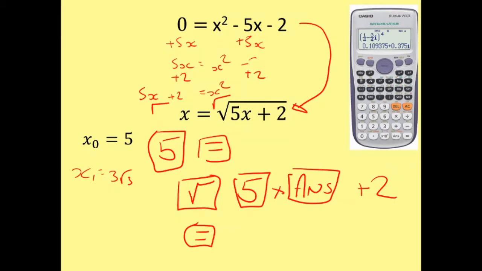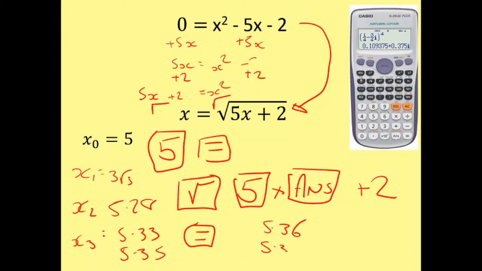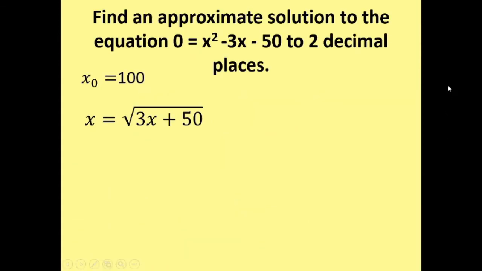And then I've got 5.28 for x2. For x3 I've got 5.33. And I've got 5.35. And 5.36. 5.36. And then you reckon the answer is 5.36. And remember, it is rounded, so if you put it back into the original equation, you shouldn't get a 0, but you should get roughly 0.